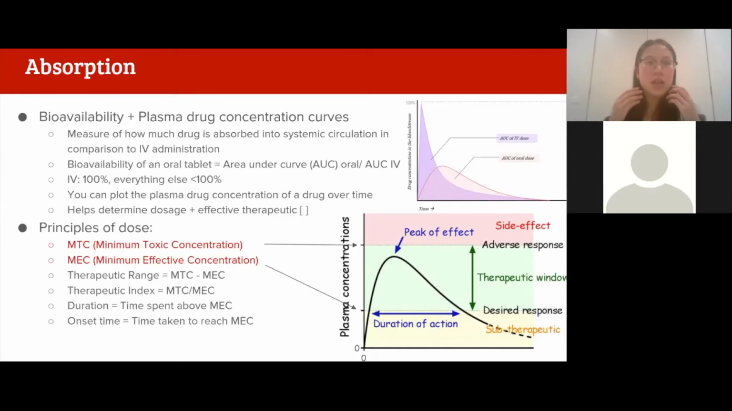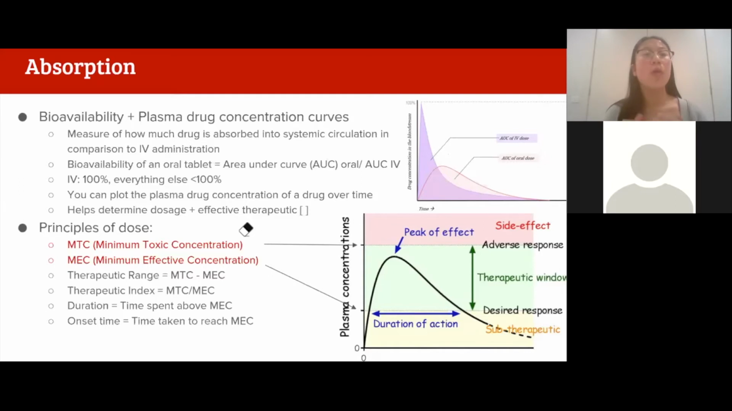But basically, the idea is that drugs aren't instantly bioavailable. They have to cross some membranes before they can enter the bloodstream. And for some of them, it takes a while before they enter the bloodstream at a decently high level, like you can see here with this oral tablet. And again, you can plot this over a graph, and it's important to know bioavailability because it helps you determine the dosage and the effective therapeutic concentrations.